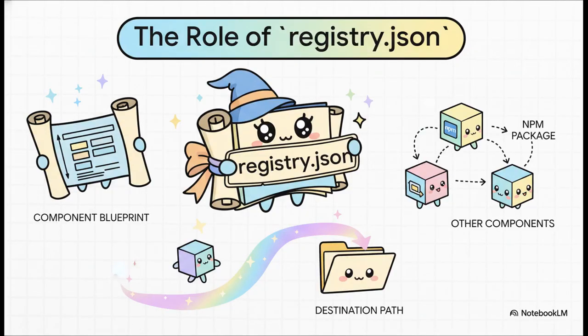Behind the scenes, the magic of that CLI is powered by this file, registry.json. You can think of it like a recipe for each component. It tells the CLI exactly which dependencies to install, which other shadcn components might be needed, and precisely where to place the source files in your project. This is what allows for that really intelligent, dependency-aware installation.